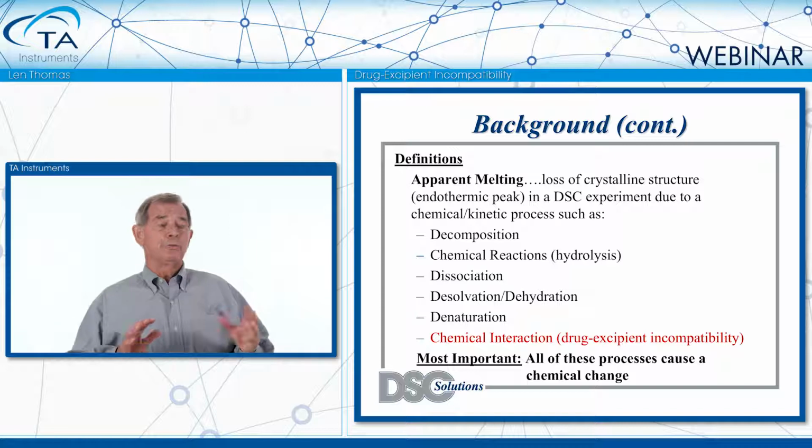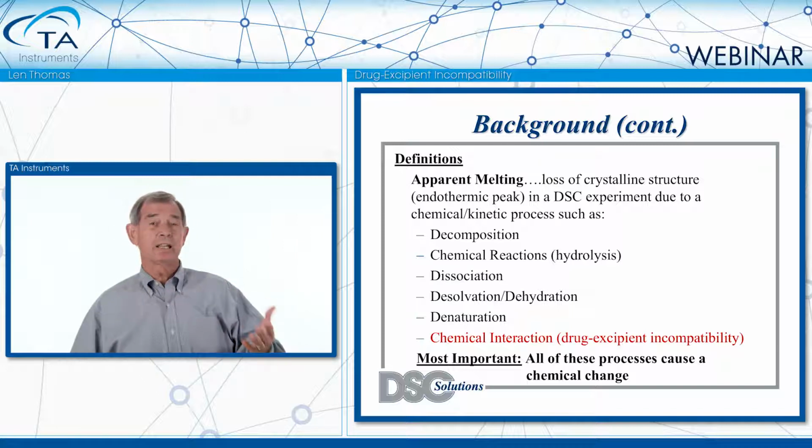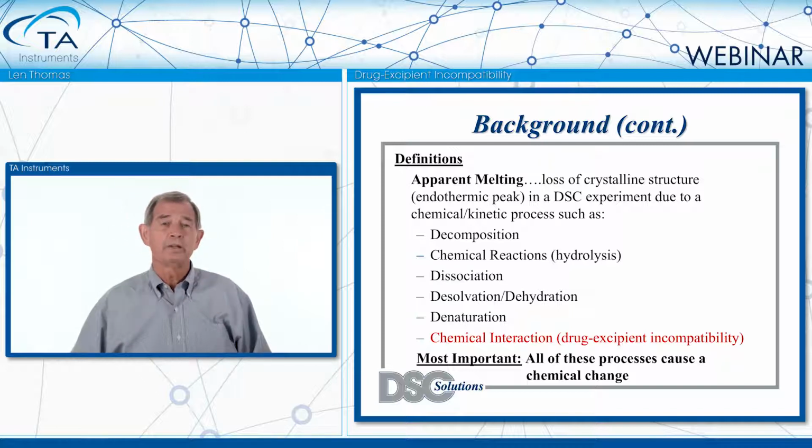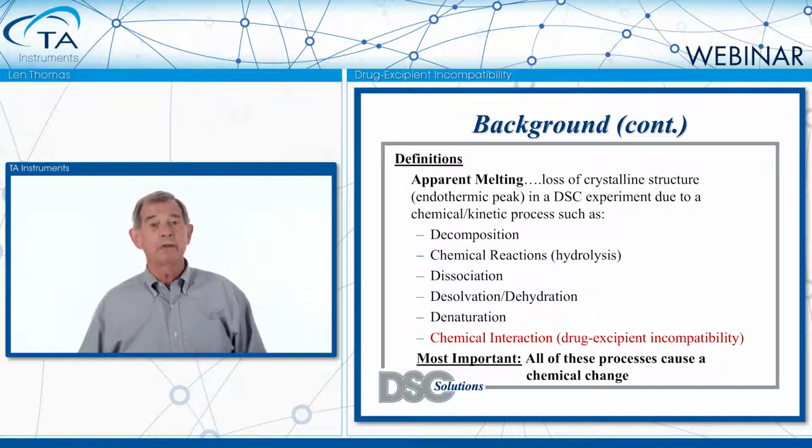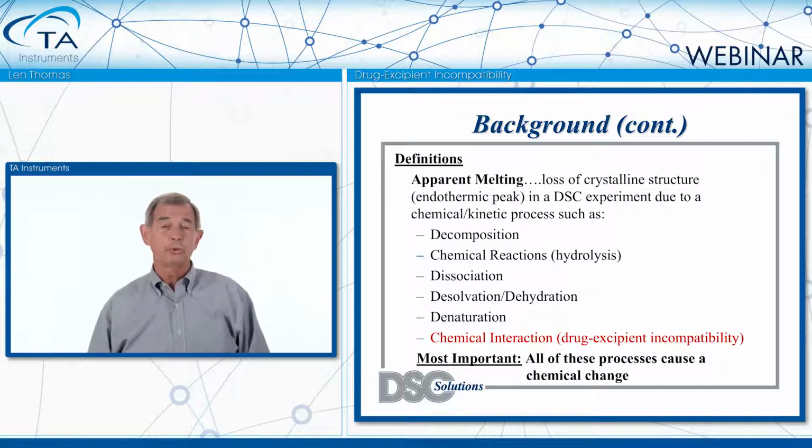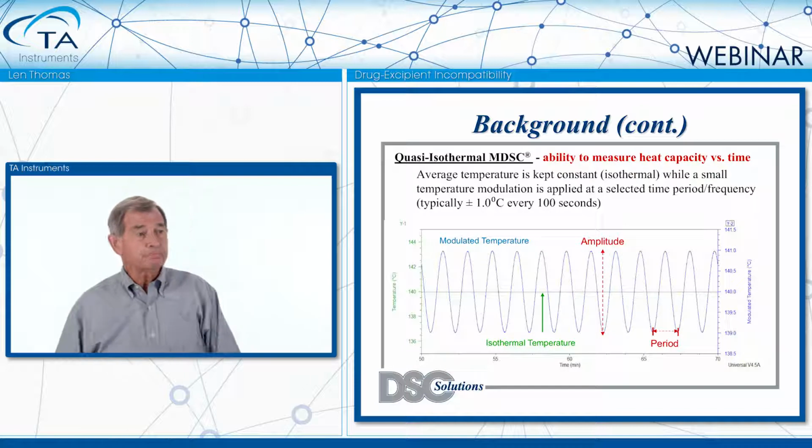Now, the reason that it's so important to understand apparent melting and its application to drug-excipient incompatibility is that with apparent melting, regardless of any one of those processes listed there, there is always a chemical change. And remember, we can never allow a chemical change to take place in our drug, otherwise everything else changes. So apparent melting is going to point out anytime we have a chemical change, and that's why it's such an important part of this application.